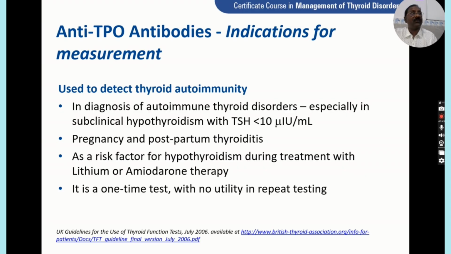Anti-TPO antibodies, indications for measurement: used to detect thyroid autoimmunity in the diagnosis of autoimmune thyroid disorders, whether it is Hashimoto's thyroiditis or Graves' disease, both are autoimmune, especially in subclinical hypothyroidism with TSH less than 10. Subclinical hypothyroidism means TSH between 5 and 10 micro international units per ml. In such situations, when the TPO antibodies are positive, that means high chances of converting to hypothyroidism, so you have to treat it with thyroxine replacement.